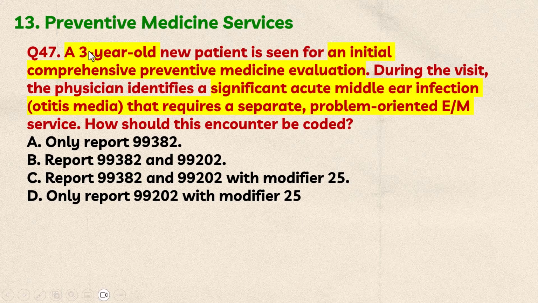So here you have to highlight, this is a 3-year-old patient. Initial comprehensive preventive medicine service. So this is a new patient. A significant acute middle ear infection, otitis media, that requires a separate problem-oriented EM. So there is another code there.